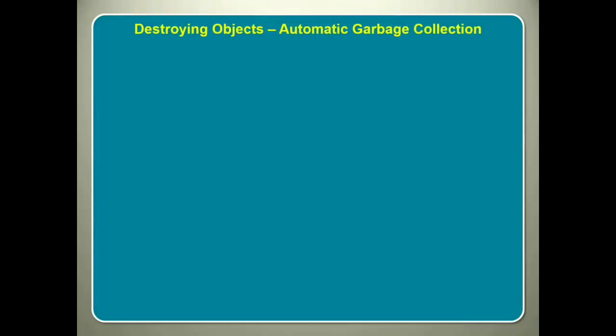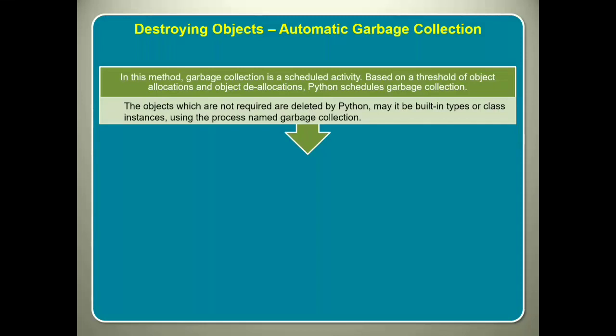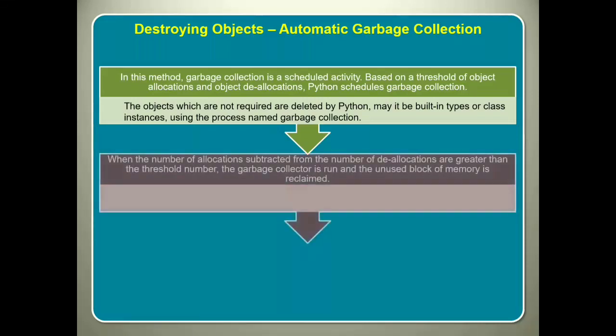Let us now learn about automatic garbage collection. In this method, garbage collection is a scheduled activity based on a threshold of object allocations and object deallocations. Python schedules garbage collection. The objects which are not required are deleted by Python, be they built-in types or class instances, using the process named garbage collection. When the number of allocations minus the number of deallocations is greater than the threshold number, the garbage collector is run and the unused block of memory is reclaimed.